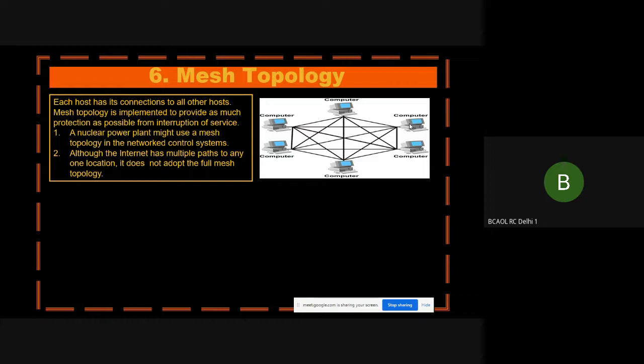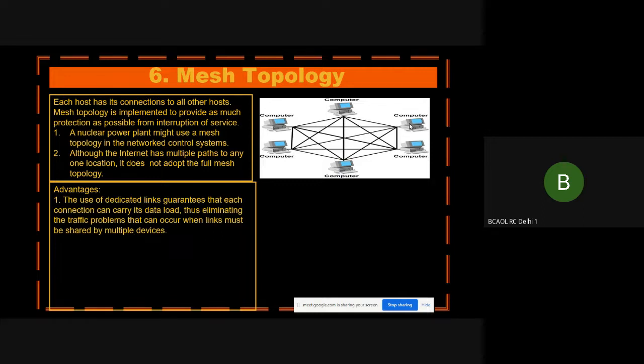So basically, mesh is used because if I have a dedicated connection, I will be transferring data faster to the other computer. But what will be the disadvantage of this? You will require a lot of wires to connect one computer to the other, and all the computers need to be connected with each other. If you have more computers, how many wires will be there?